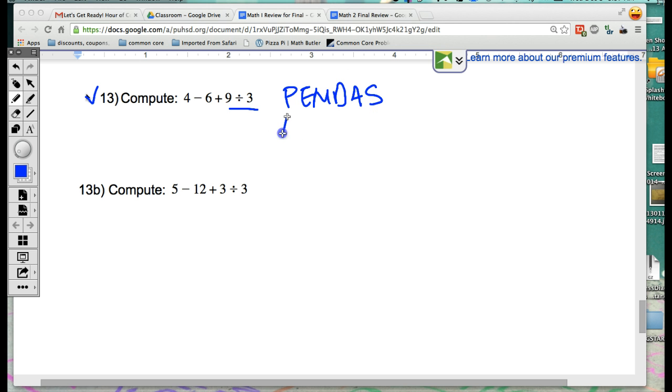Okay, so I don't see any parentheses. I don't see any exponents. I don't see multiplication, but I definitely see division, don't I? So I have to do it in this order. So I'm going to do 9 divided by 3 first. Okay, so there you go. This is 4 minus 6, and then plus 9 divided by 3.